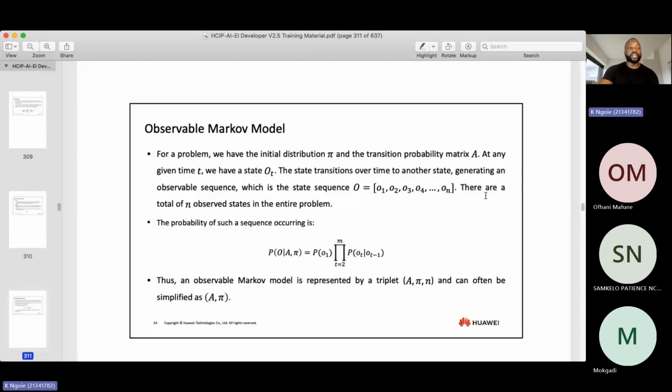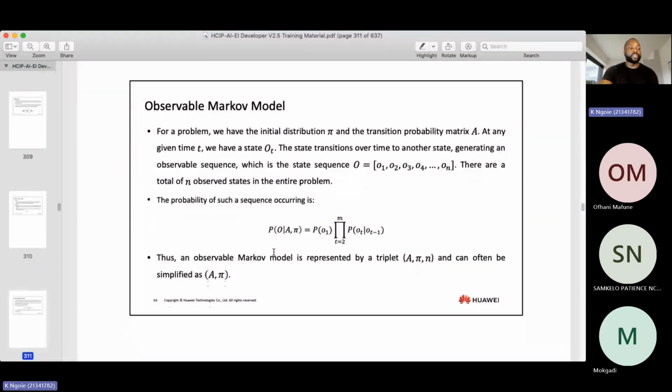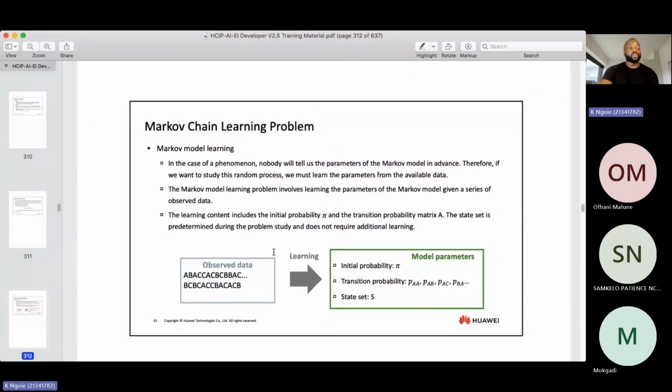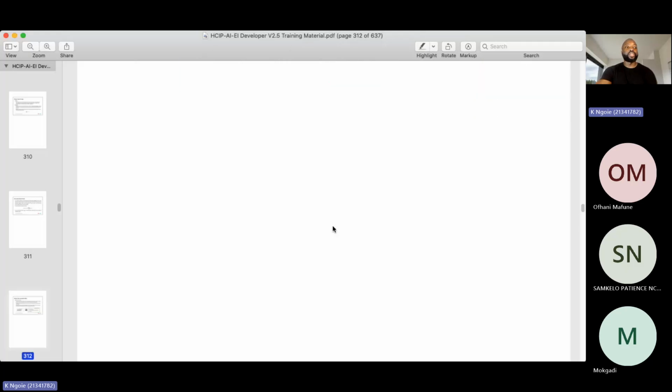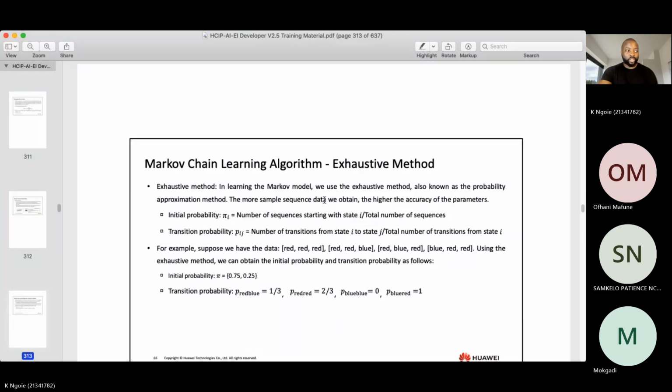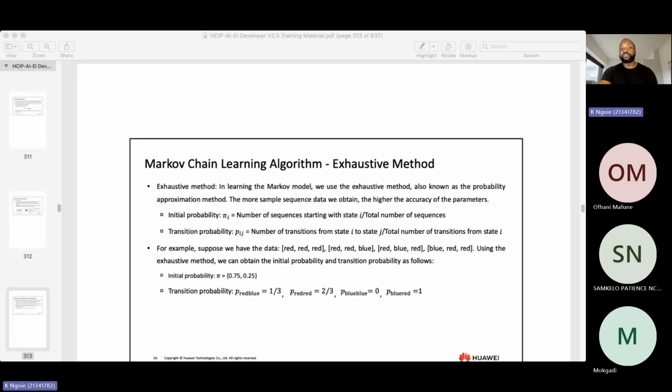At time 2, this is what we're going to have. So the probability of such a sequence, so this is the probability of that. In a Markov chain learning problem, we have the initial probability, and then we have the transition probability, and then we have the states, which will be the states for each option that we have there in our sequence. You understand? In our sequence, we're going to have many types of states.